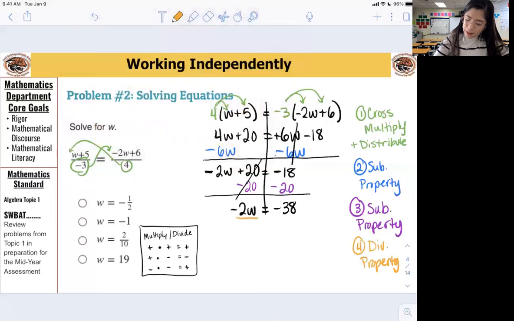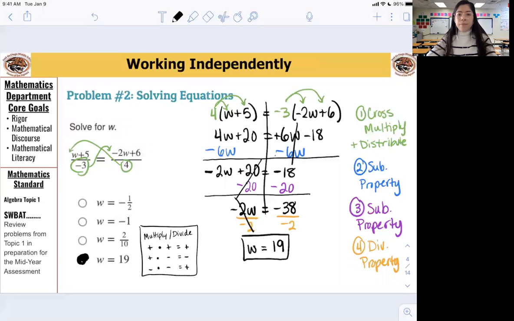We divide by negative 2 on both sides. And just like I was saying before, a negative divided by a negative goes back to being a positive. So that's W equals positive 19. Questions on number 2? Cool. All right, moving right along, number 3.